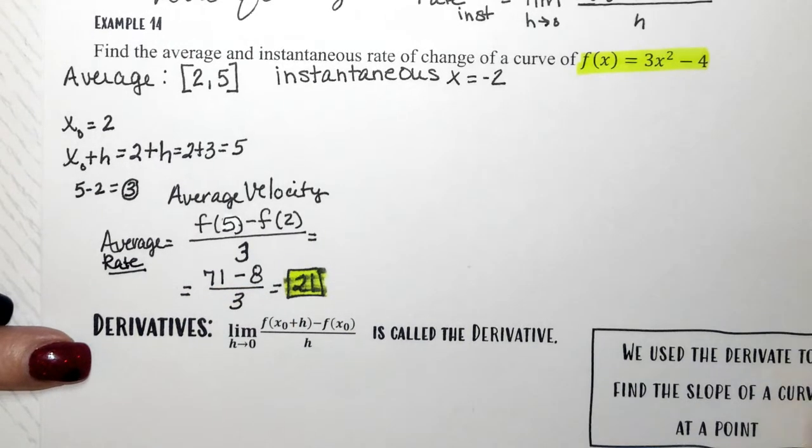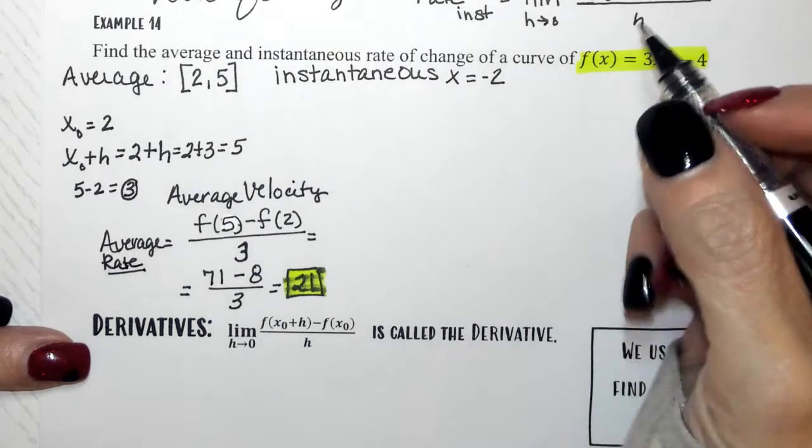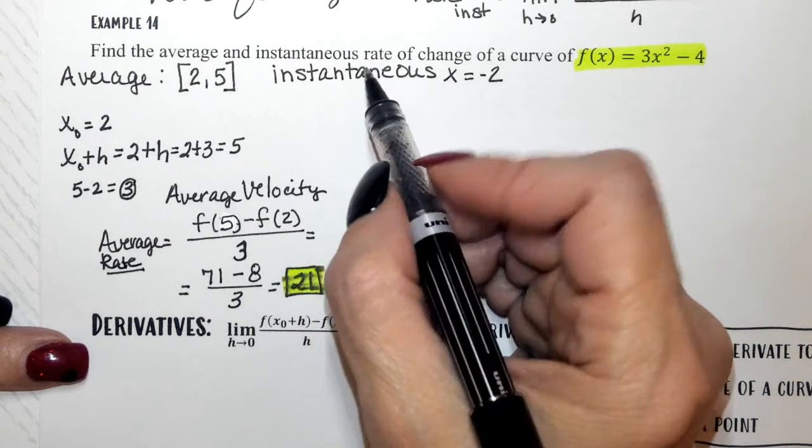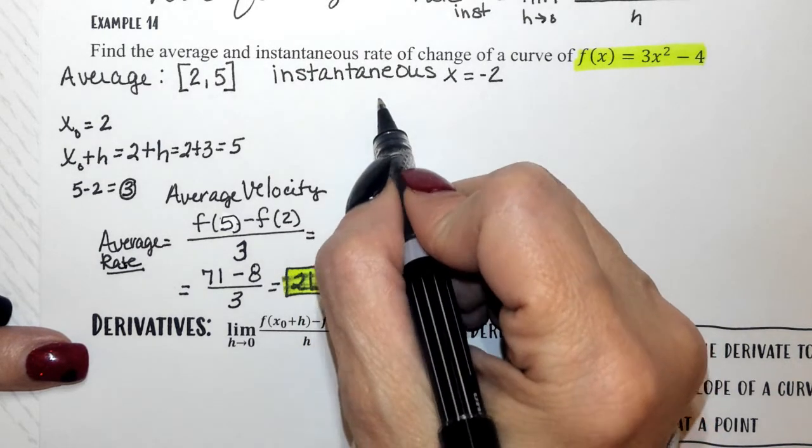All right, so now let's look at the instantaneous at negative 2. So for instantaneous, we're going to have to do a limit. So for instantaneous, let's look at, we've got x naught, right? X naught was 2.